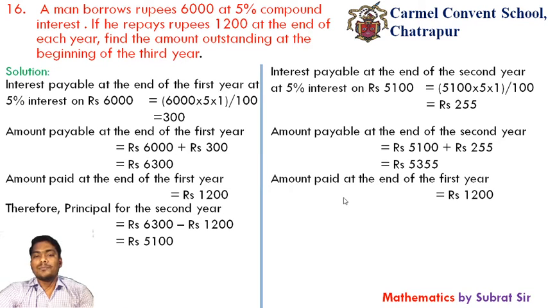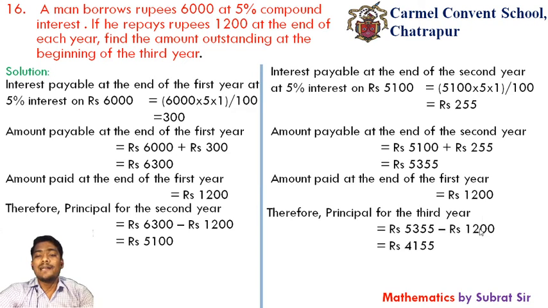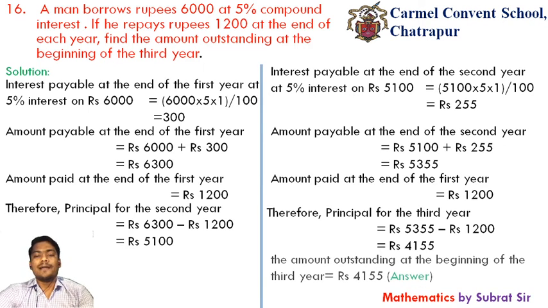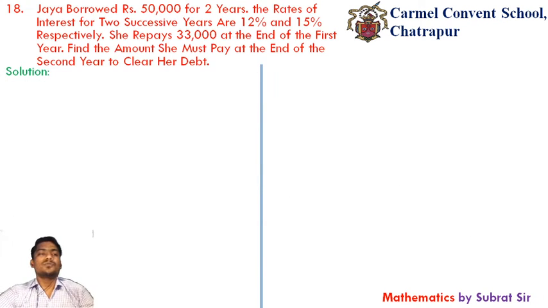Okay, so once again he has to repay how much? 1,200 rupees. So the principal for the third year should be the amount of the second year minus the 1,200 which he repays. Okay, so it will be 4,155 rupees, and this is the amount outstanding at the beginning of the third year. Okay, so 4,155 rupees.